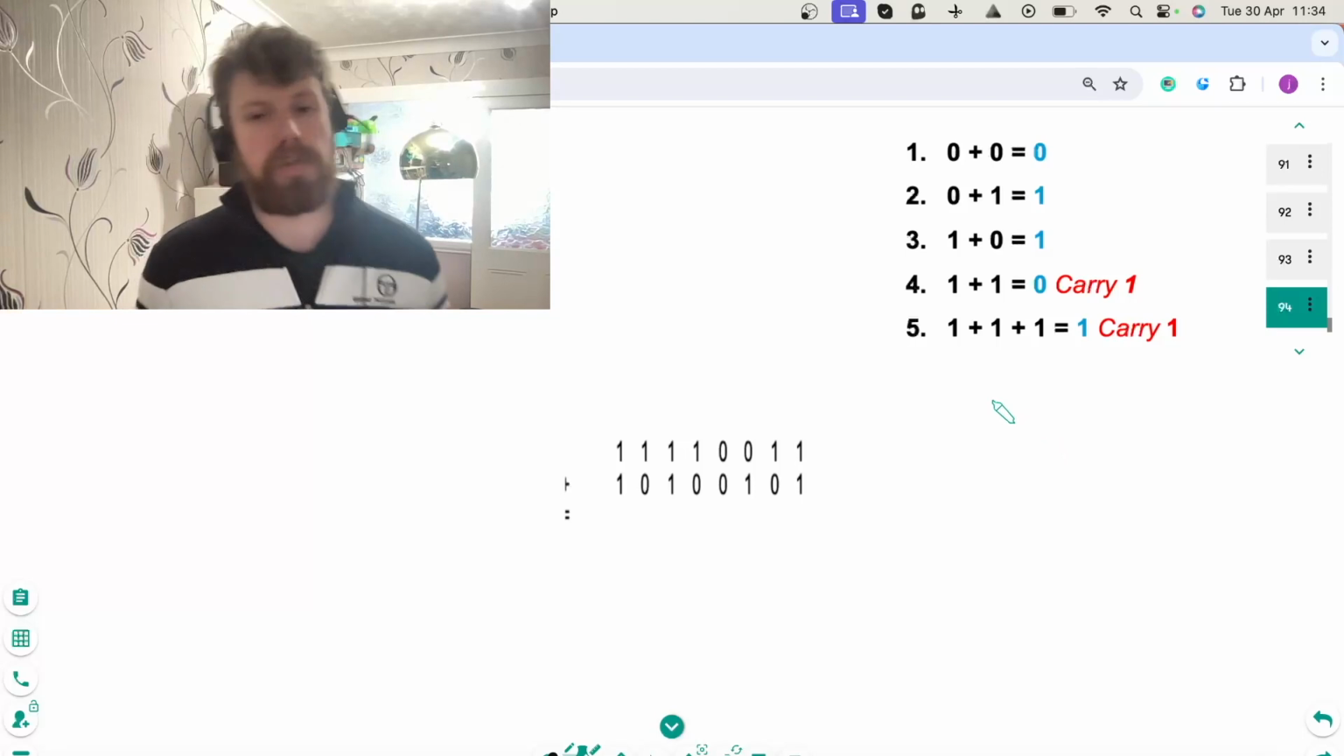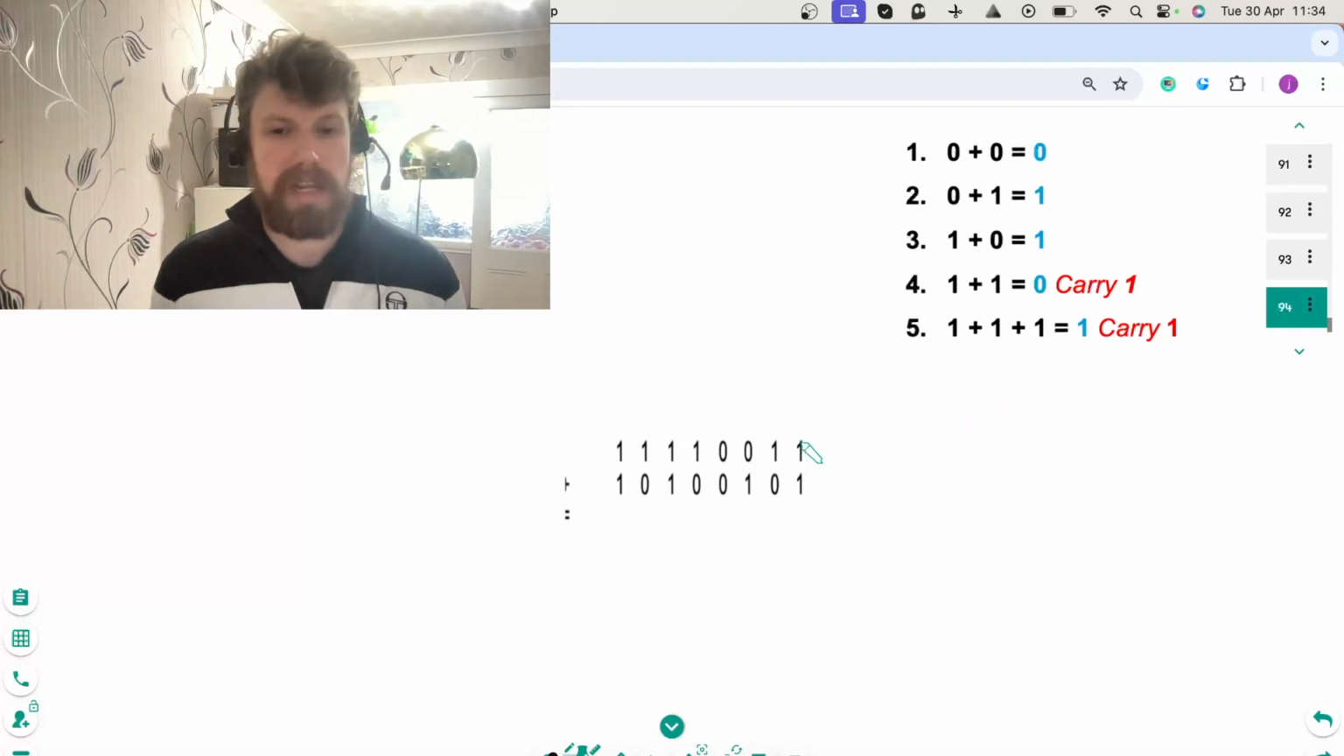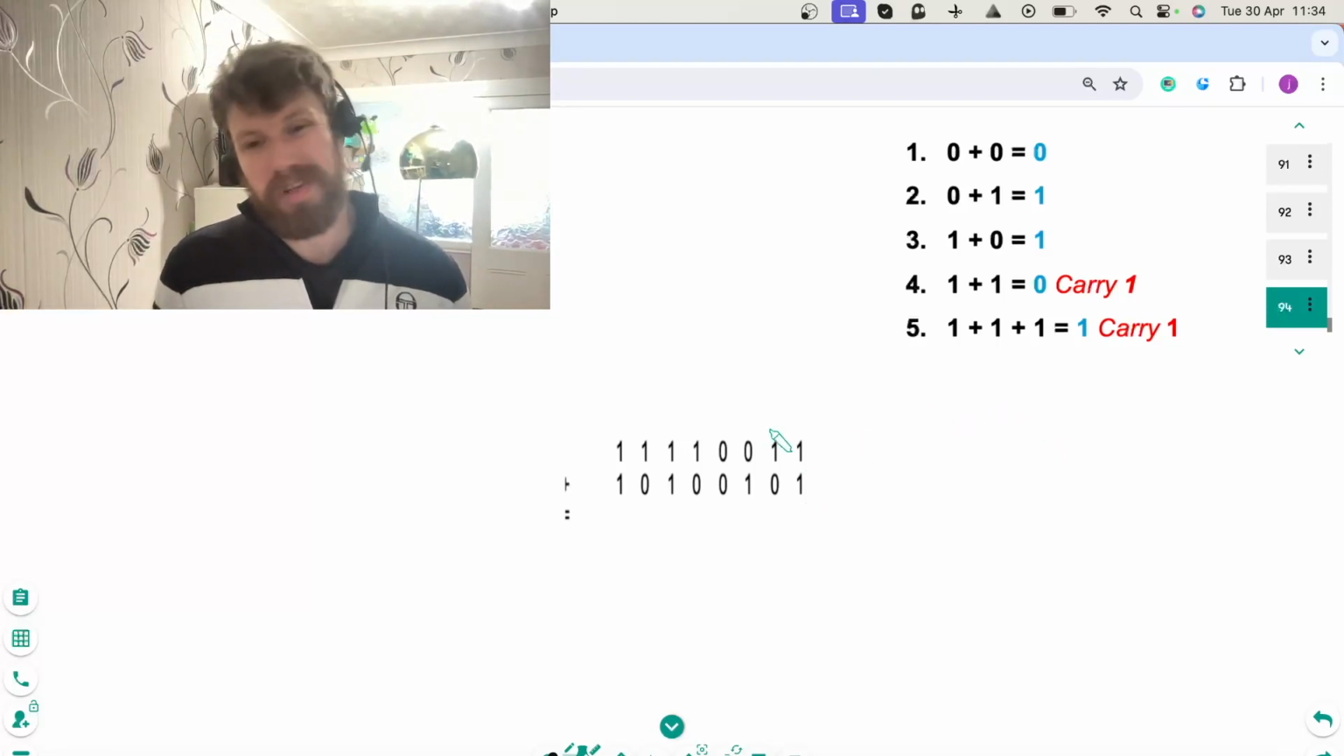Final one, which I just want to go onto here, is 1 plus 1, because sometimes they're not going to give you a grid. So let's have a look at how we do it on this one.